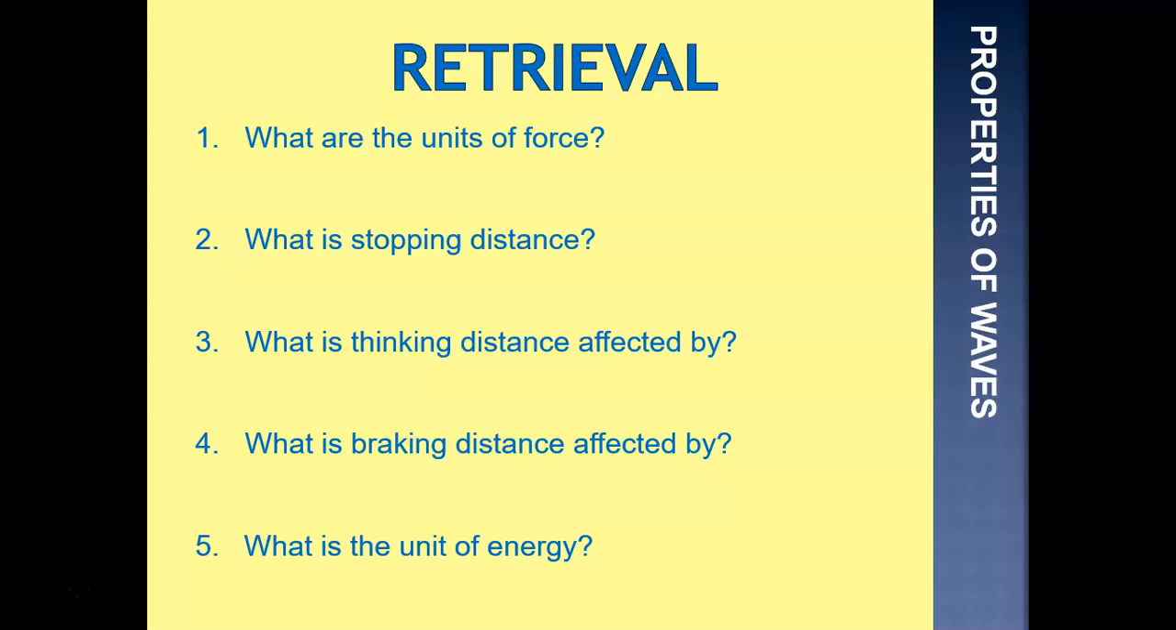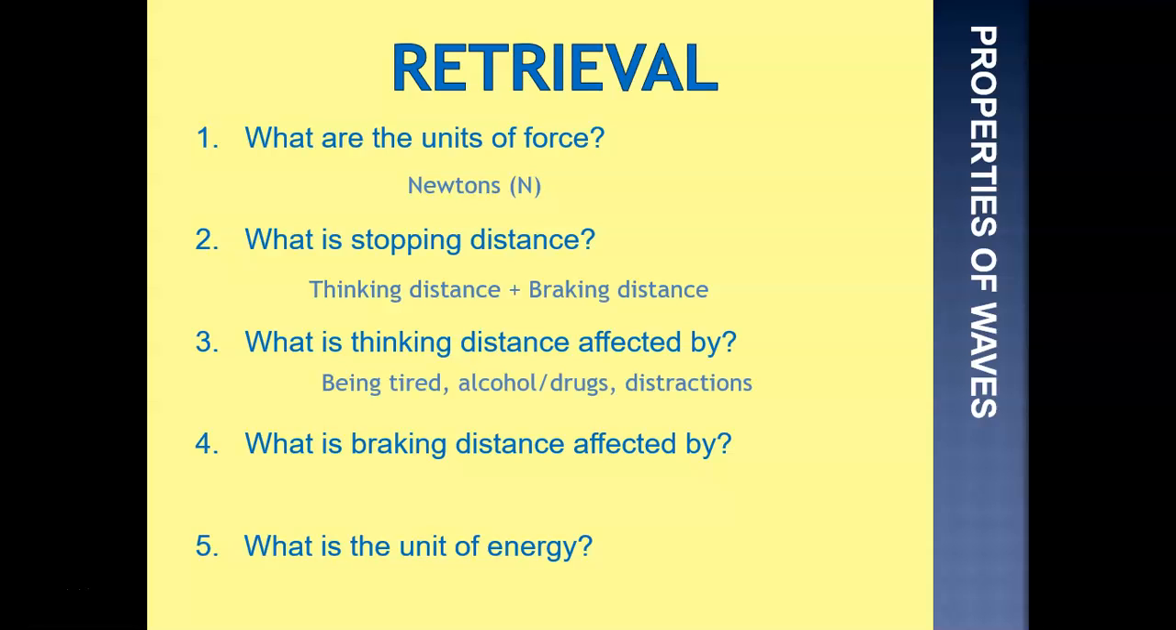Okay, so question 1, units of force, they would be newtons. Question 2, what is stopping distance? Stopping distance is thinking distance plus the braking distance. Question 3, what would thinking distance be affected by? Well, thinking distance is about the driver. It's about how the driver reacts. So that would be affected by being tired, by alcohol and drugs, or by distractions in the area.